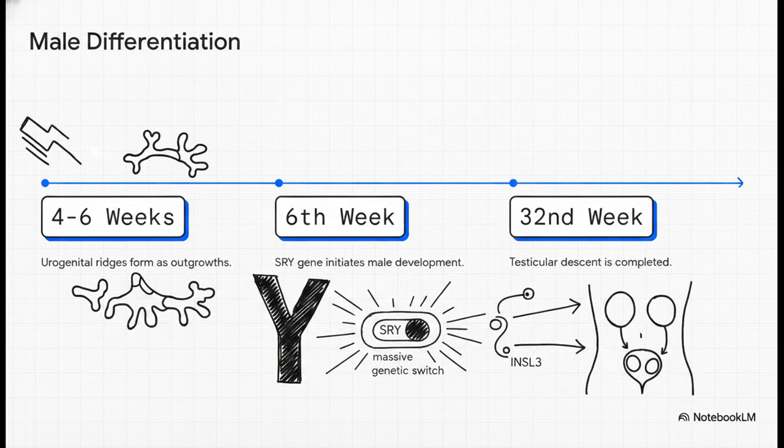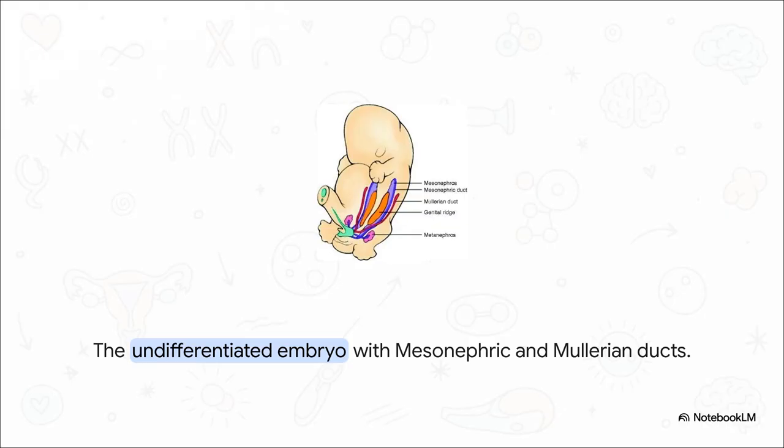And by the 32nd week of gestation, complex processes like testicular descent are finally wrapping up, mediated by hormones like insulin-like factor 3. Now, what is really fascinating here is our starting point. Up until about 6 weeks, every single embryo is entirely undifferentiated. We all start with the exact same dual hardware, the mesonephric, also known as the Wolffian ducts, and the Mullerian ducts. It is quite literally a completely blank slate, just waiting for a genetic command.